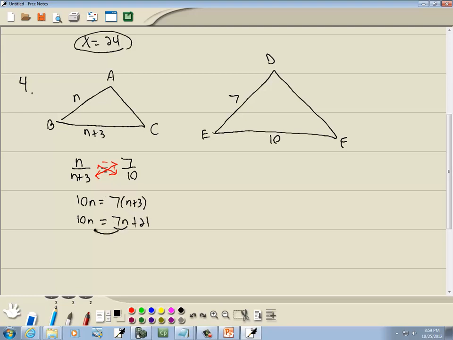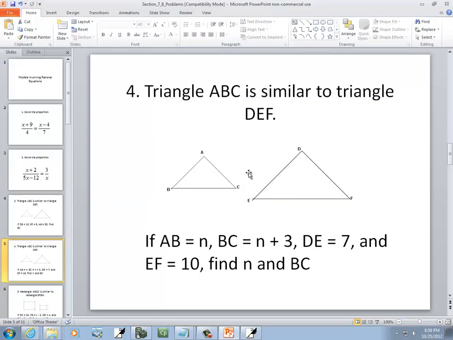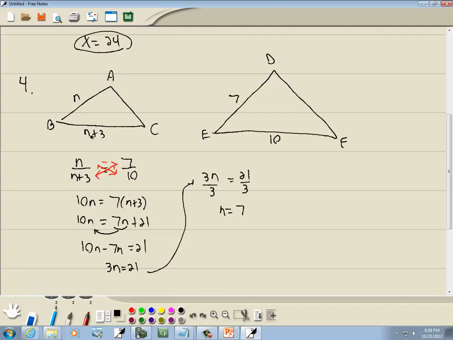Get everything with an n on one side and numbers on the other. So I'll take 7n to the left side, and it becomes a negative 7n. Combine like terms. 10n minus 7n is 3n. Divide both sides by 3. And we get n is equal to 7. That's the first thing they're asking for. Find n. And then it says find BC. Well, BC is right here. It's n plus 3. And we just found out what n is. So we got 7 plus 3. BC is equal to 10. And this is our n.